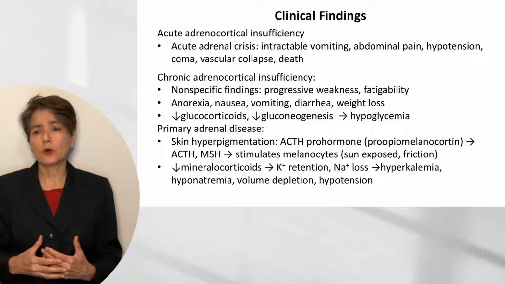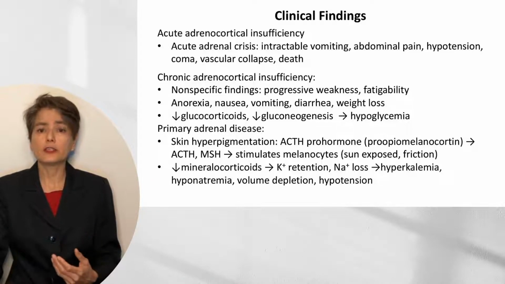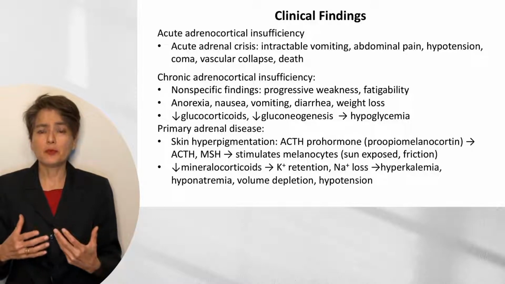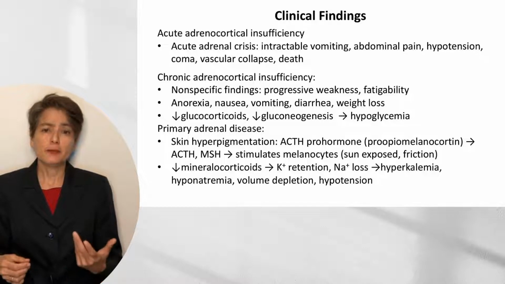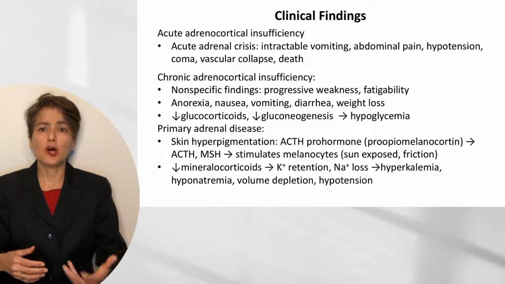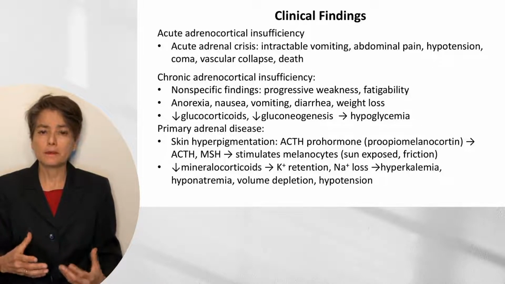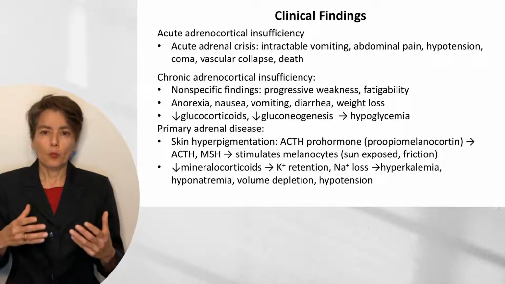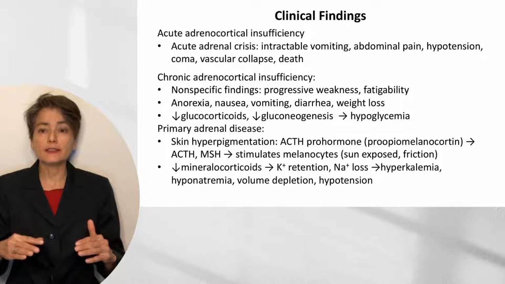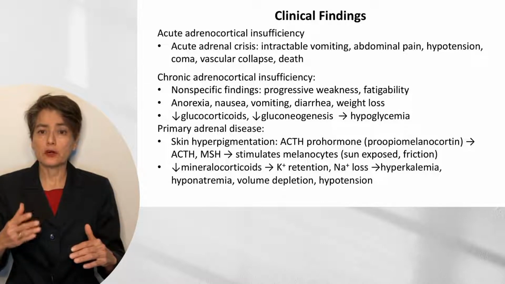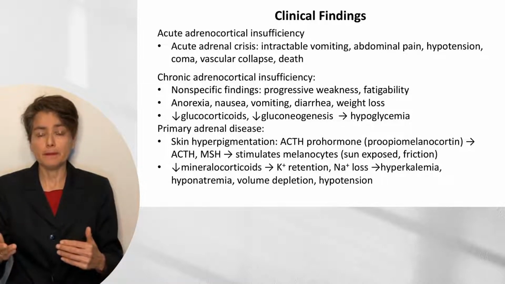Now, chronic adrenocortical insufficiency is actually harder to recognize because it can present with nonspecific findings such as progressive weakness or fatigability. There can be GI symptoms such as anorexia, nausea, vomiting, diarrhea, and weight loss. Now, as you recall, with decreased glucocorticoids, you'll get decreased gluconeogenesis. Instead of what we saw with cortisol excess, we're going to get hypoglycemia.